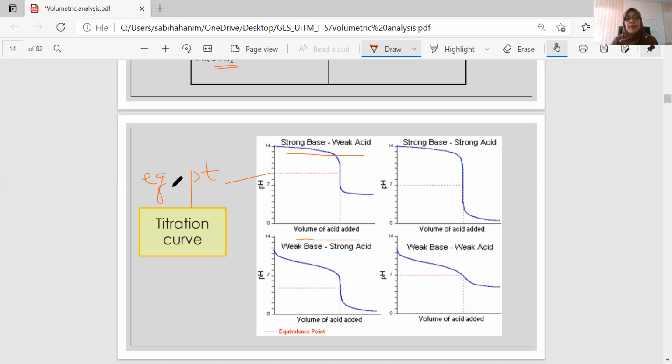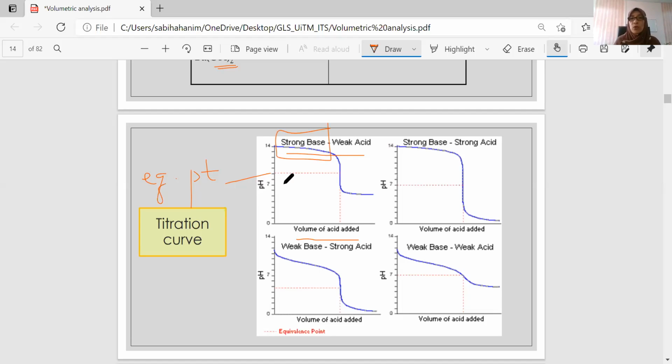Okay, for the strong base and weak acid, when we add the acid from the titrant, we add to the end of the process, so it will give the equivalent point. If you look at the equivalent point, the pH is actually around 8. So why? Because of the strong base.